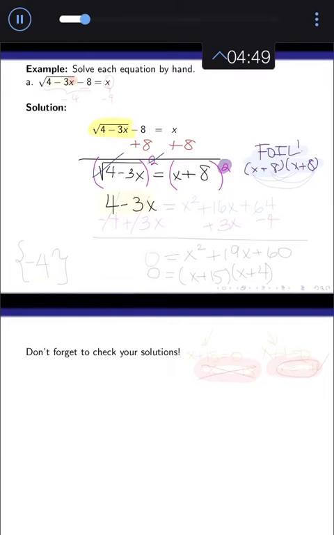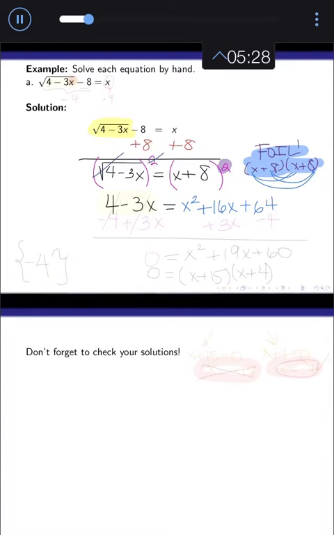In order to figure out what that right-hand side is going to equal, we need to FOIL an x plus 8 times another x plus 8. So let's see what happens. Multiplying out the FOIL here will give us x squared plus 8x plus another 8x, which gives us 16x. And then 8 and 8 will also give us 64. So we end up with a quadratic equation again.